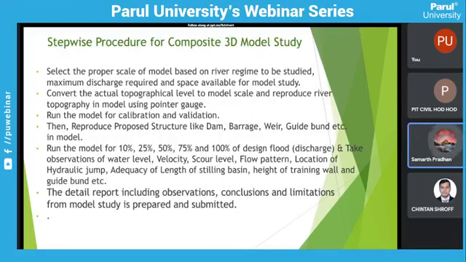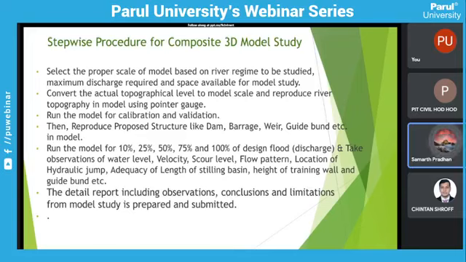Now, first I would like to discuss the 3D model. We run two types of models: the composite three-dimensional model, and the sectional 2D model. First we will discuss the 3D model. What is the procedure? First, select the proper scale of the model based on the river regime to be studied, the maximum discharge required, and the space available for the model study. This is the basis on which we fix our scale.